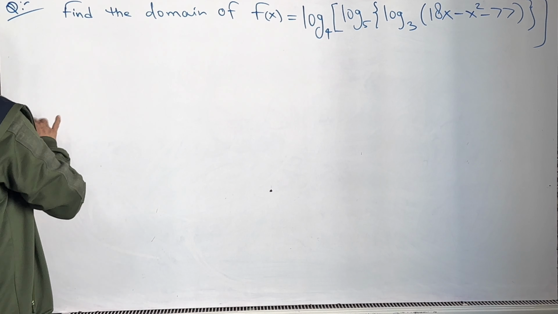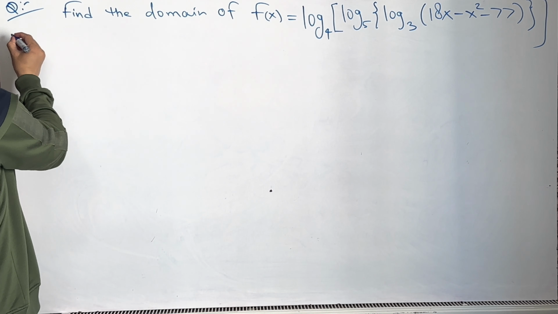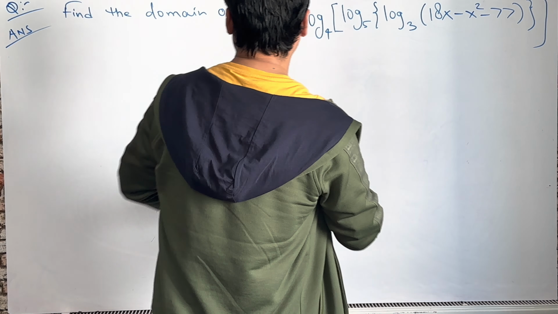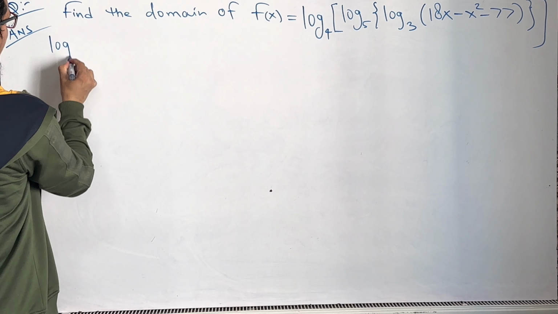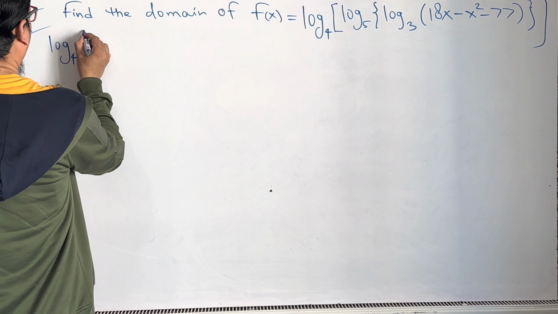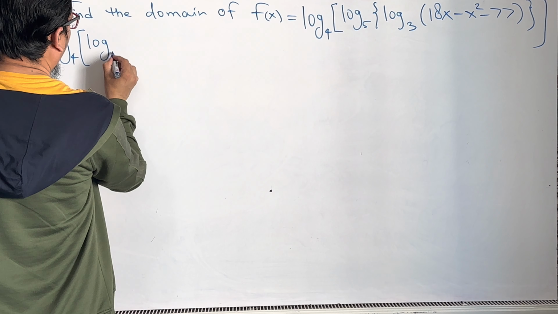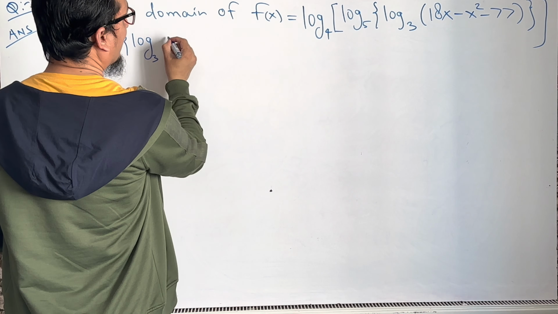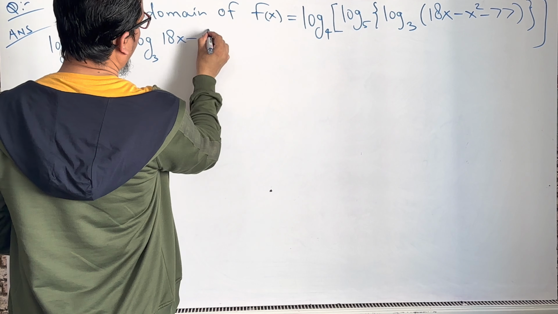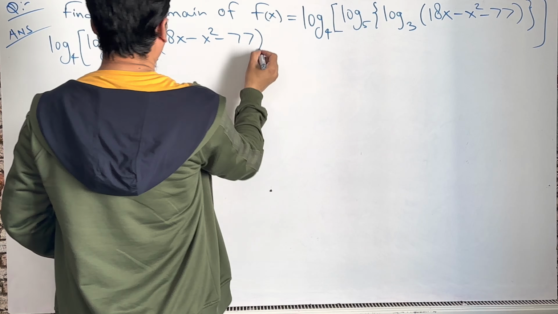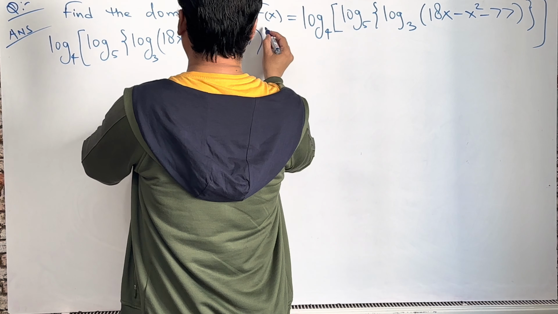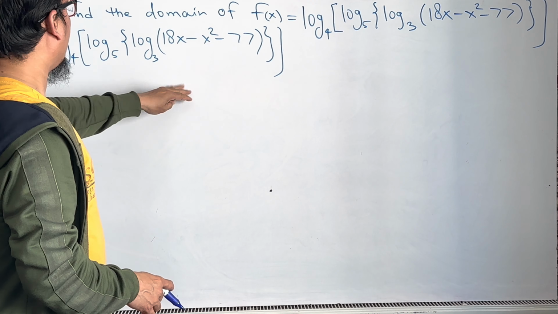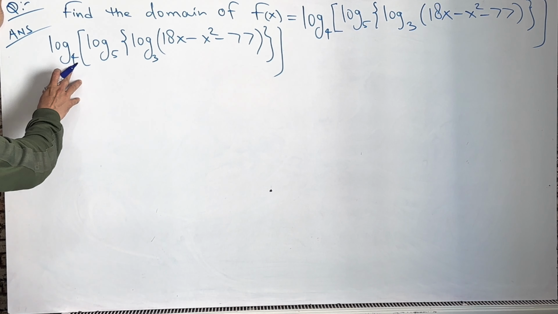So I'm going to solve this question again with the same rules. As you can see, the question is a log base 4, right? And we have here log base 5, and here log base 3 of 18x minus x squared minus 77, right? So now we are going to solve this question. Guys, again, you have to see first of all this one.